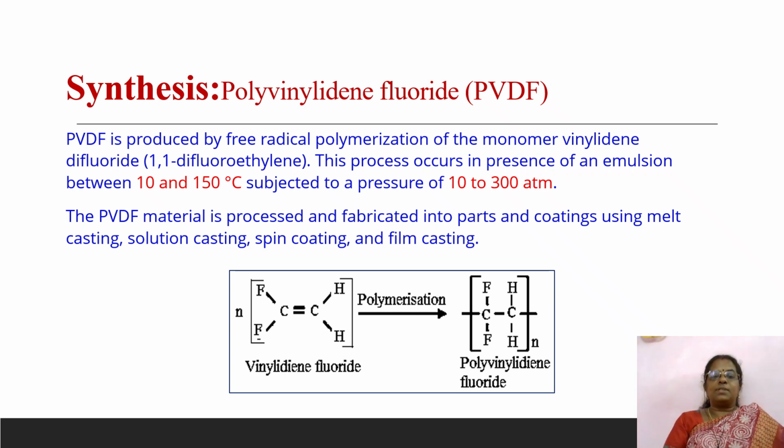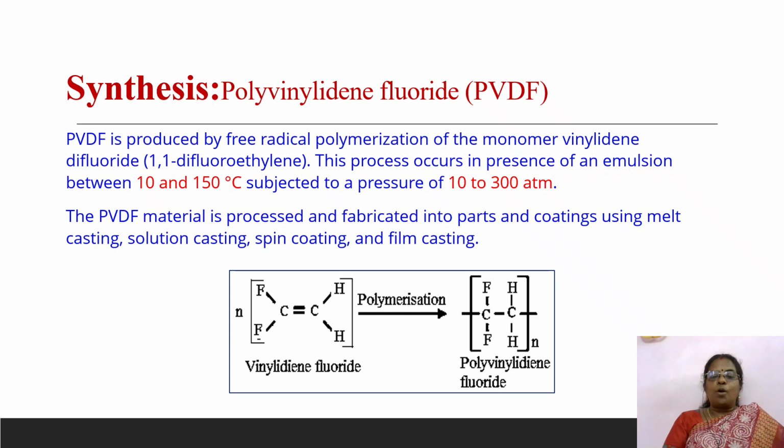How is it synthesized? First, we'll see the synthesis of this PVDF. PVDF is produced by free radical polymerization of the monomer vinylidene difluoride. This process occurs at a temperature of 10 to 150 degrees Celsius and is subjected to a pressure of 10 to 300 atm. So we get polyvinylidene fluoride. You can see the equation here.